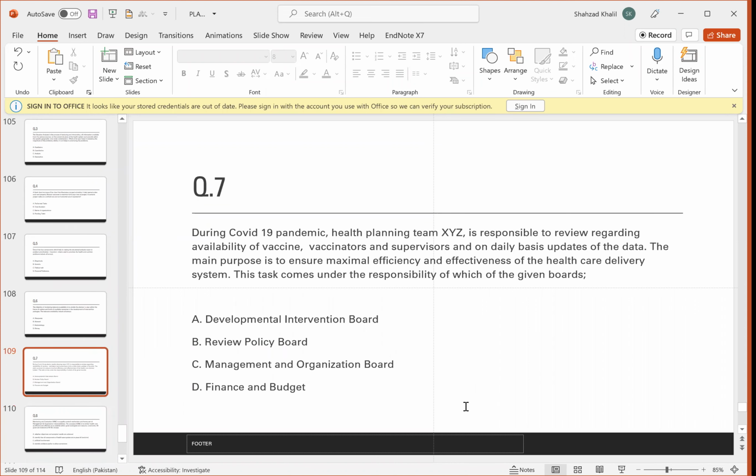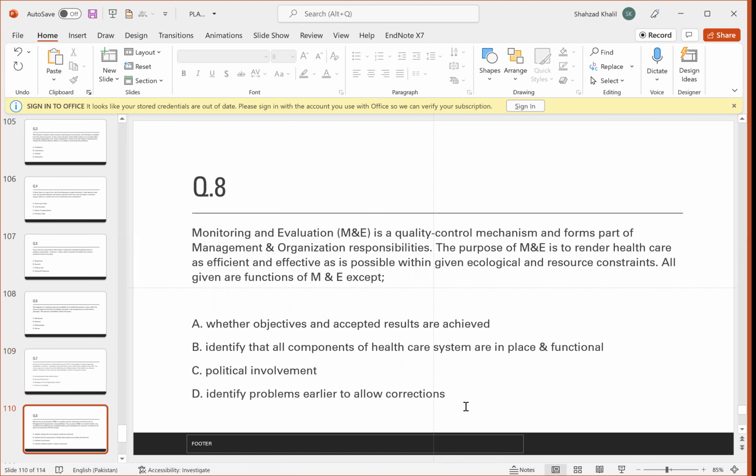During the COVID-19 pandemic, health planning team XYZ is responsible to review the availability of vaccines, vaccinated persons, supervise, and update the data on a daily basis. The main purpose is to ensure maximal efficiency and effectiveness of the healthcare delivery system. The task comes under the responsibility of which board: Development Intervention Board, Review Policy Board, Management Organization Board, or Finance and Budget? C is the correct answer, Management Organization Board.